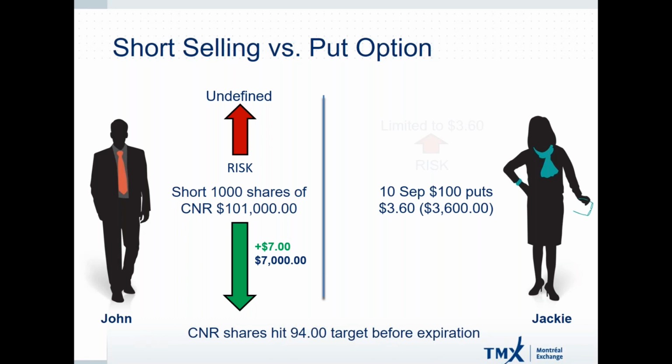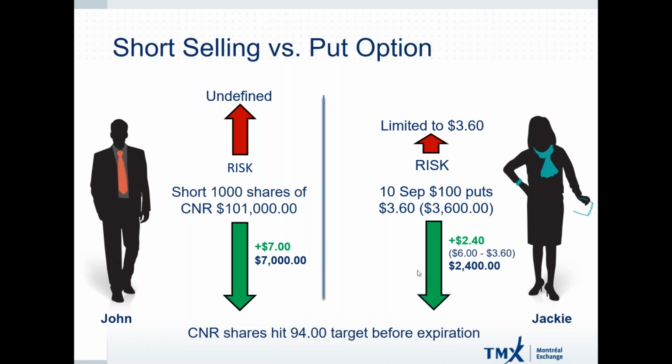Now on the other side of it, with Jackie utilizing puts as a short stock replacement strategy, she's paying out $3.60 per share, or is exposed to about $3,600 worth of risk. So no matter how wrong she is, how high these shares go against her, she cannot lose any more than the premium that she's paid out, which is $3.60 per share, or $3,600.